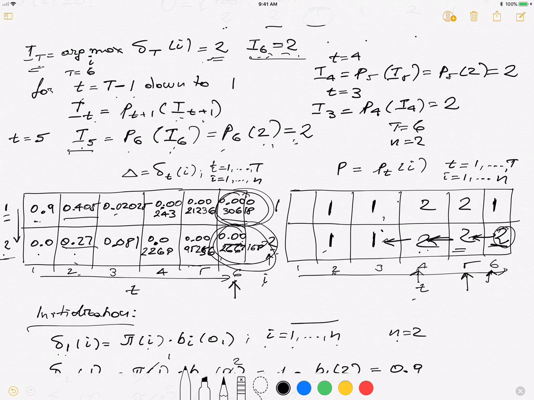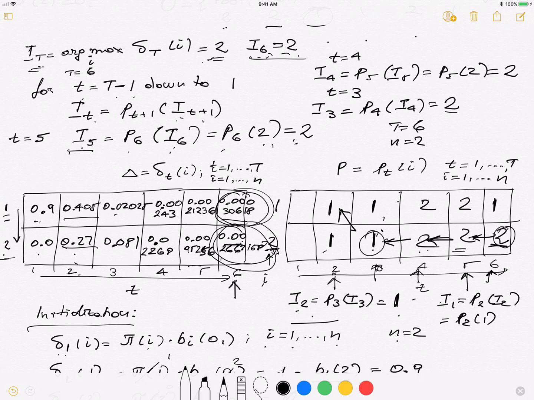I'm sorry for using space like I'm using, but that's what I'm doing now. So basically I2 will be P3 of I3. I3 is 2. P3 of 2 is 1. So I2 will be 1. And I'm going this way now. Finally, I1 will be P2 of I2. I2 is 1. So it's P2 of 1. P2 of 1 is again 1. So I1 will be equal 1.